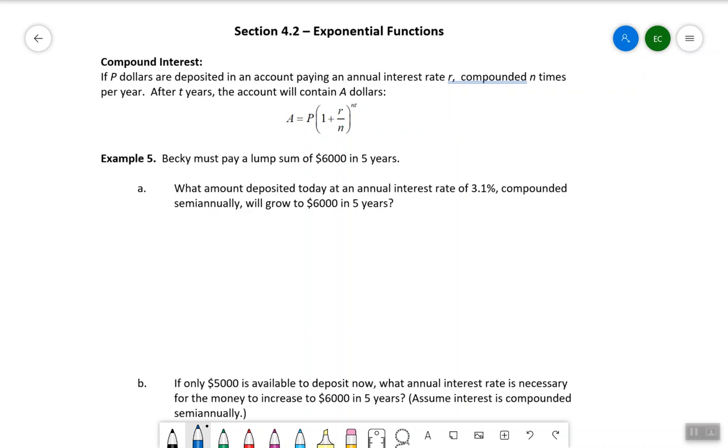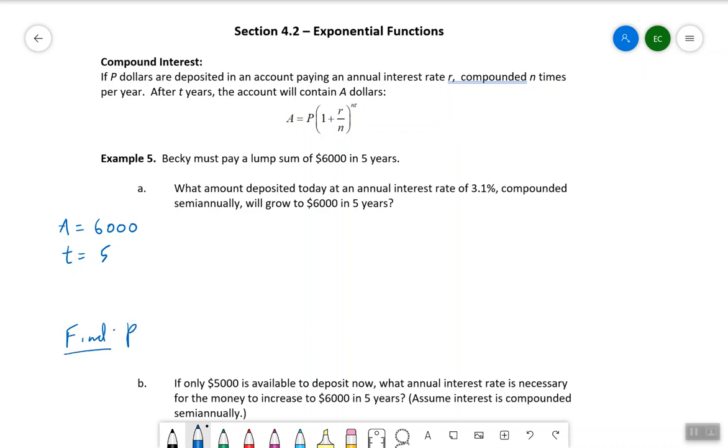Probably best if we start by making a list of the things that we know and also what we're trying to find. So if she's going to pay a lump sum of $6,000, then that is the future value A. So we know that A is $6,000. And we know she needs to pay that in 5 years, so that would be the time t. What amount deposited today? So that means we need to find the principal or the initial value p. So let's write find p down here at the bottom.